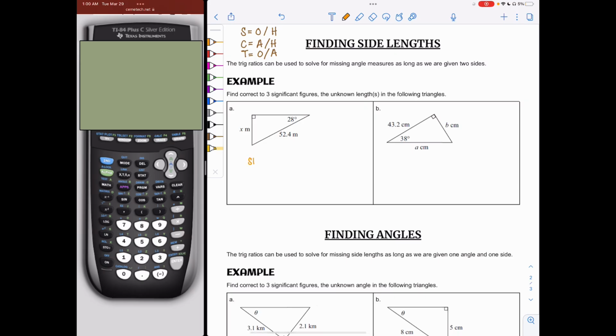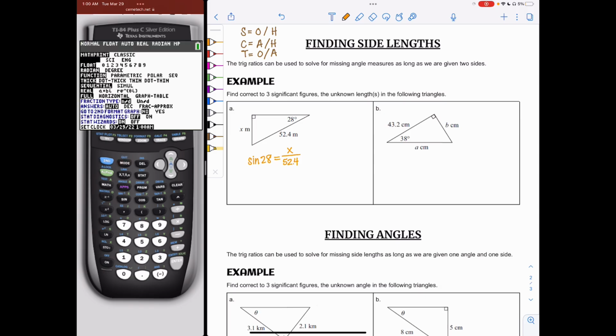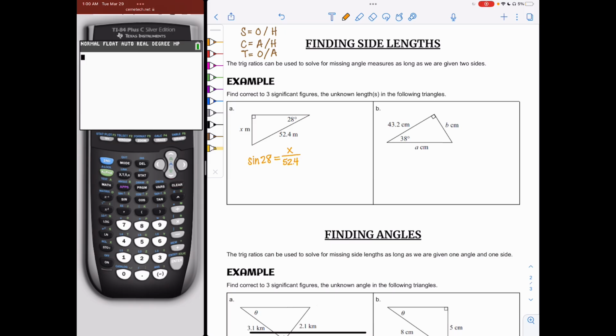So I'm going to have here that sine of 28 degrees is equal to x, which is my opposite, over hypotenuse, 52.4. So anytime you're going to use your calculator, you need to make sure your calculator is in degree mode. So you're going to press mode, and then you're going to go down and change it to degrees. Once it's in degree mode, you will see it flashing over the degree. And when you do that, you can go back to your main screen. So now you can also tell it's on degree, because if you look at the top near where the battery is, you can look to the left and you will see that it says degree up there.